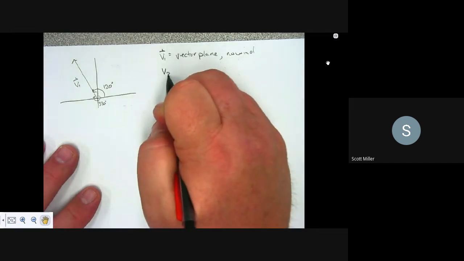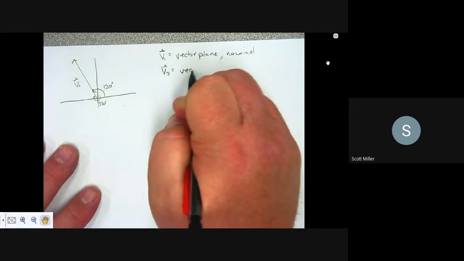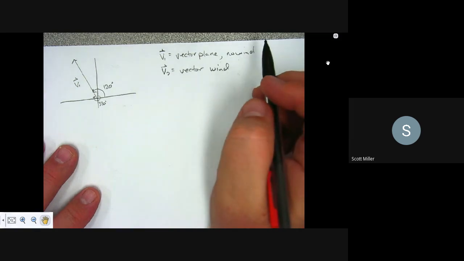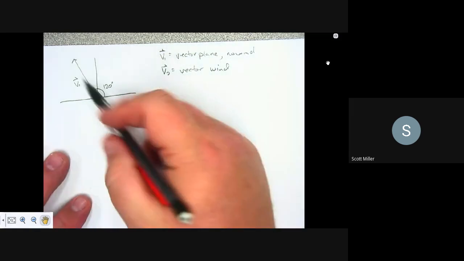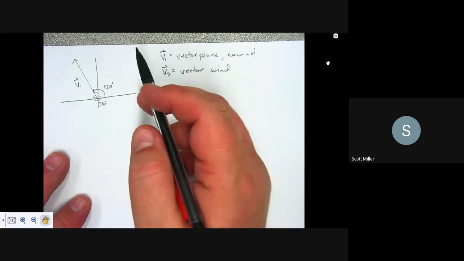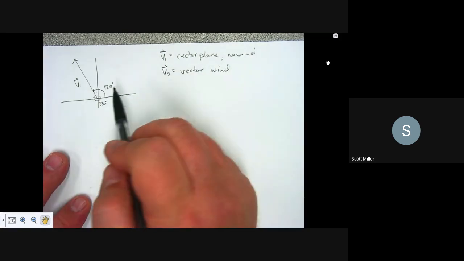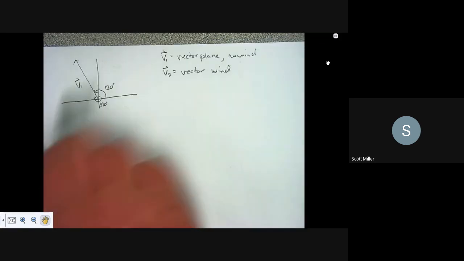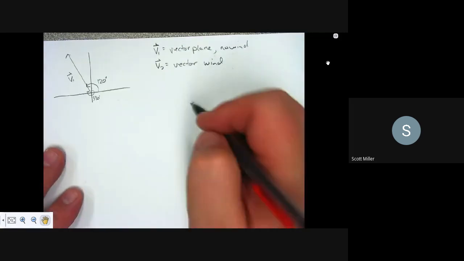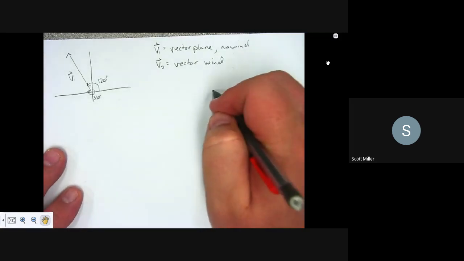I'm going to let V2 be the vector of the wind. Okay? So what's happening? This is what it's doing before the wind occurs, and then the wind is going to start blowing. And when the wind blows, it's going to blow at a 45-degree angle in that direction over there, and it's going to change the way this plane is moving.